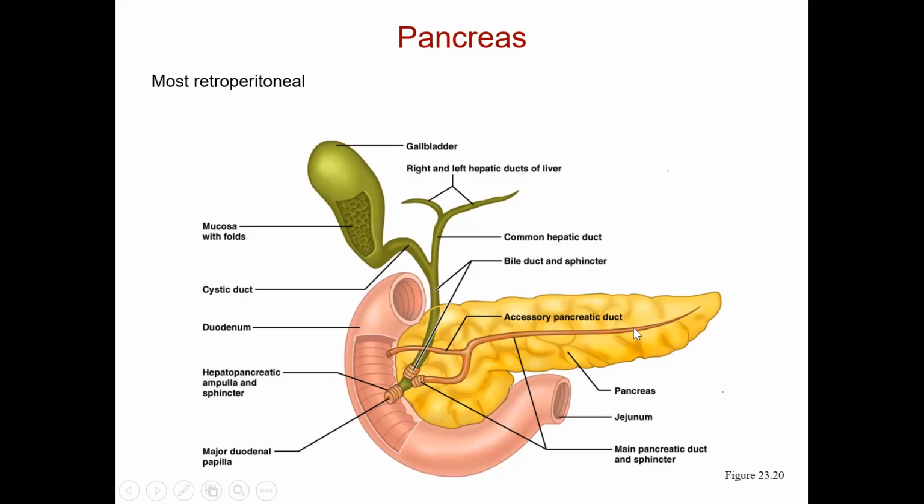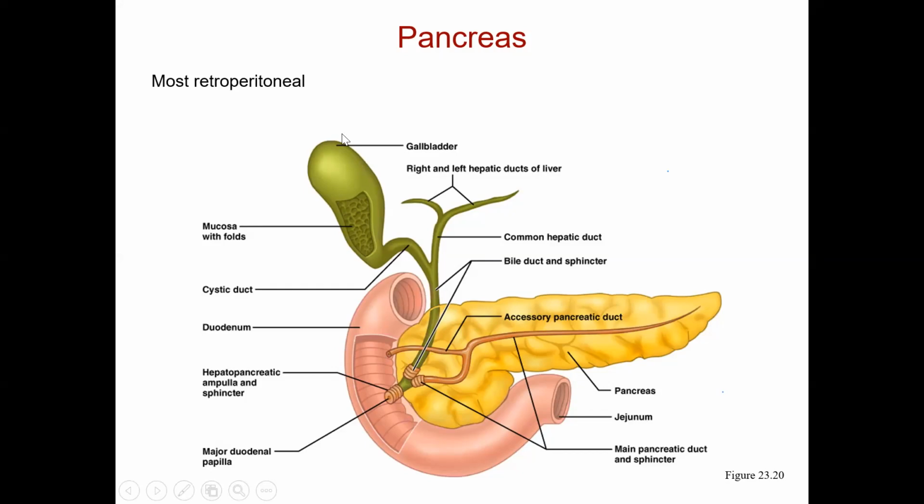In terms of the duct system from the pancreas, this is the major duct, called the main pancreatic duct, and there is also the accessory pancreatic duct. The main pancreatic duct has sphincters which can control how much pancreatic juice is released, but the accessory pancreatic duct is a relatively small duct and will continue to release pancreatic juice.